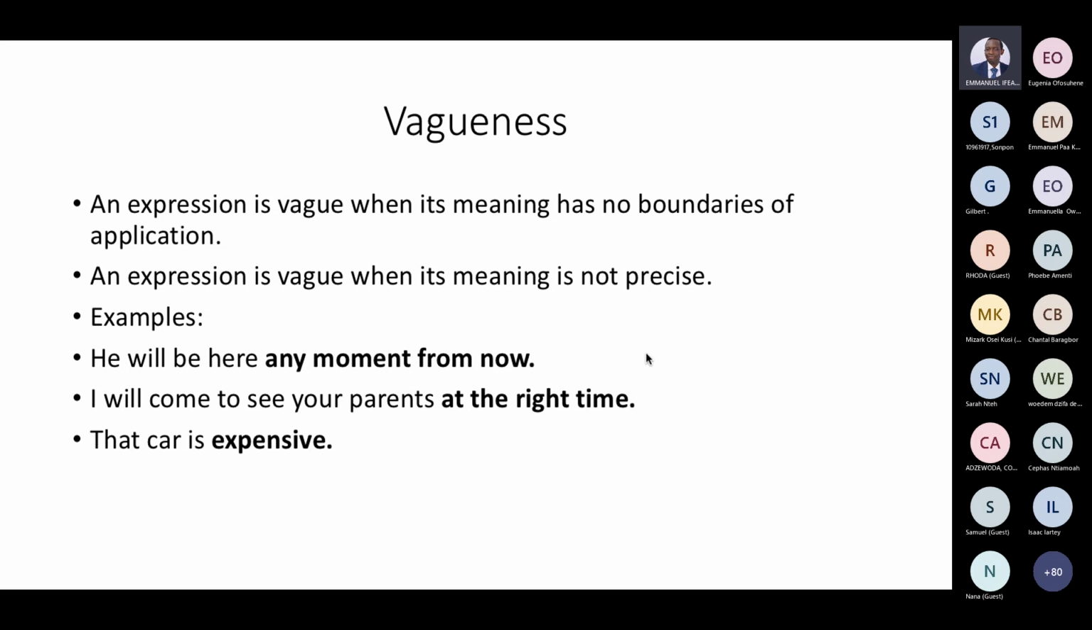I'll come to see your parents at the right time. And again, at the right time is a phrase that has no boundary of application. That car is expensive. Expensive, yes. Expensive suggests that it's not easy to buy. But then what exactly is the range of the price, of the value of the thing? Is it 100,000 cedis, $100,000? Is it a million? What is the range? There's no idea. Just that it is difficult to buy. That's what expensive tells you. So the word expensive has no boundary of application.